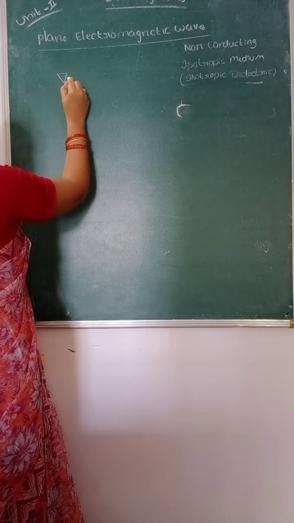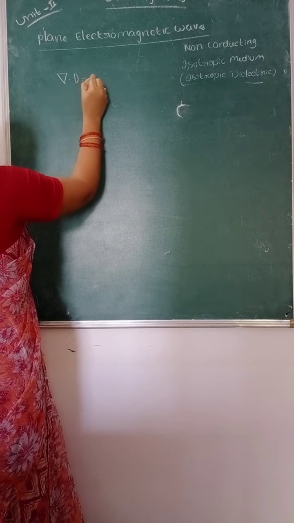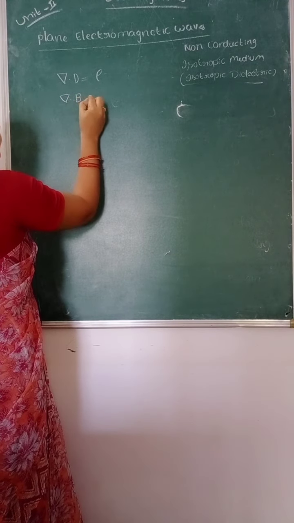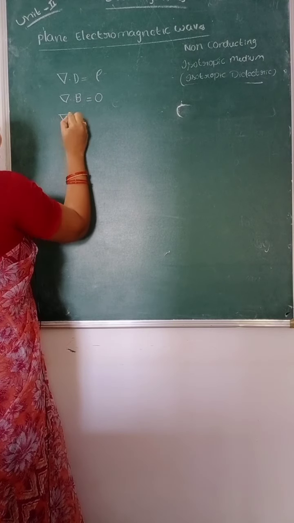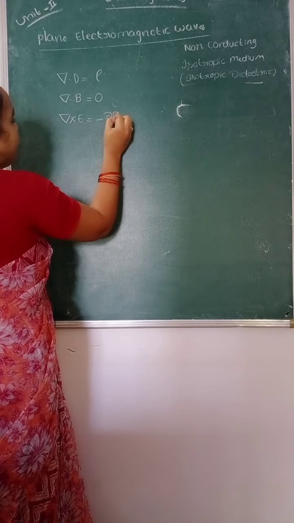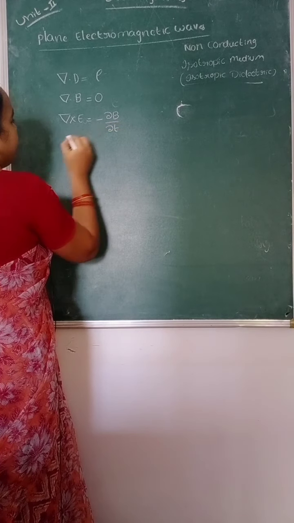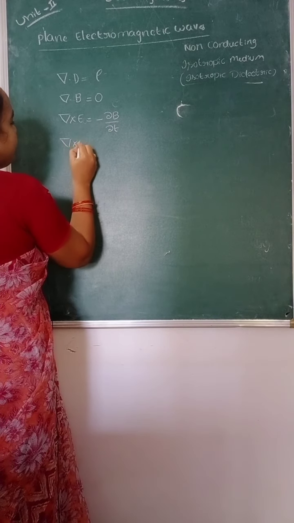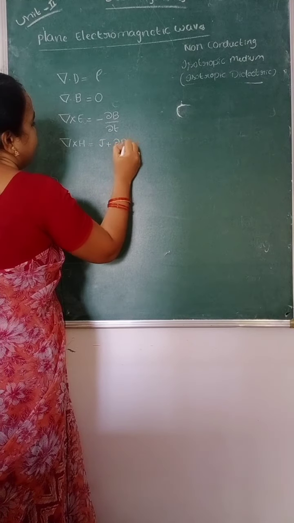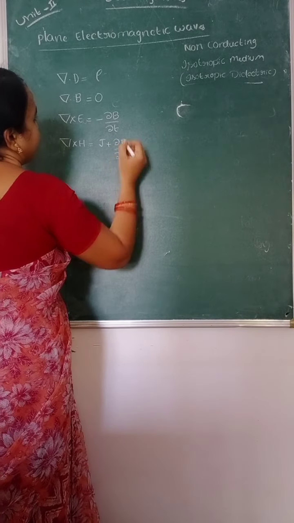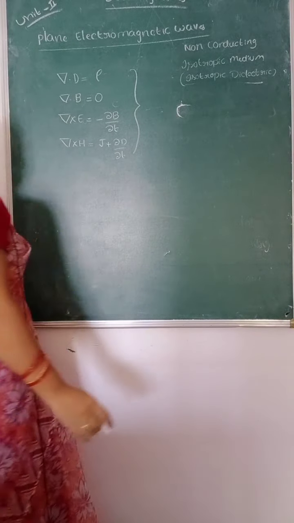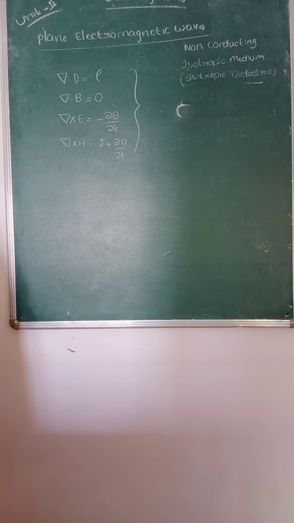What are the four Maxwell's equations? Del dot D is equal to rho, del dot B is equal to 0, del cross E is equal to minus dou B by dou t, del cross H is equal to J plus dou D by dou t. These are the four Maxwell's equations in generalized form.